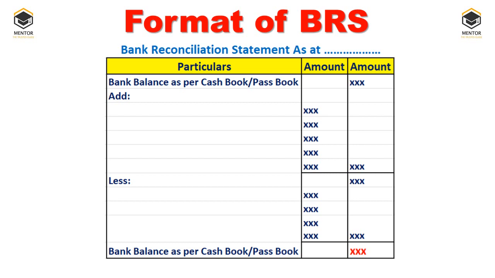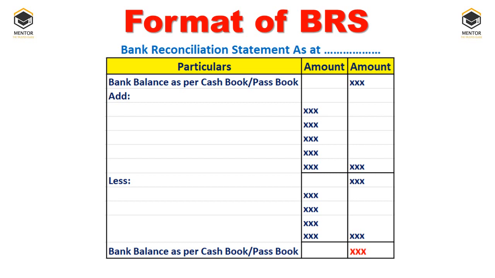Then we need to write add and less items. Whatever reasons are provided in the question, those that need to be added will be taken in add, and those that need to be deducted will be taken in less. Finally, after adjusting these reasons with their amounts, the resultant figure is our ultimate answer. Suppose the question provides the bank balance as per cash book, then our answer would be the bank balance as per passbook. Then the opposite: if passbook is given, we need to find out cash book. So like this, we have to solve the problems in this format only, right?